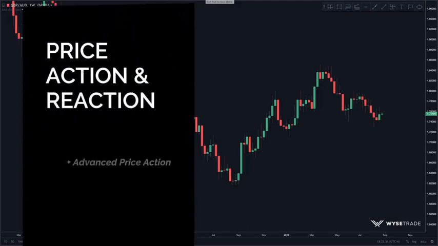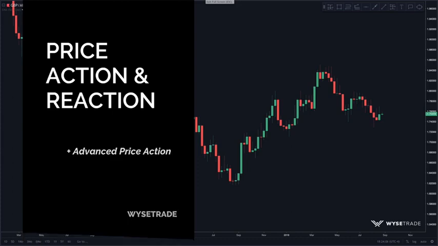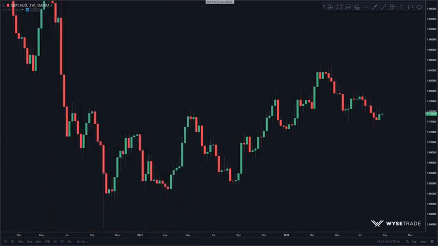Hey guys, so in this video we are going to go through identifying support and resistance points as well as price action techniques that we use to help identify more precise support and resistance levels. So let's get right into it, starting with the pound Aussie.